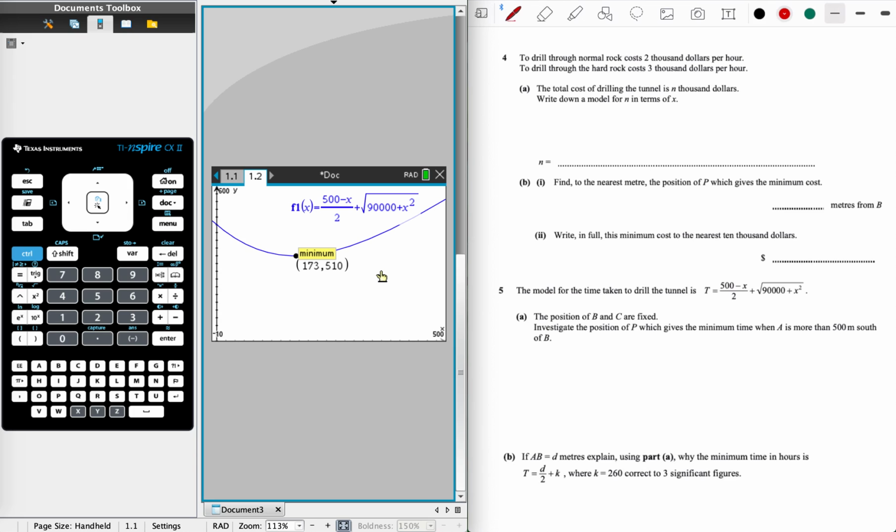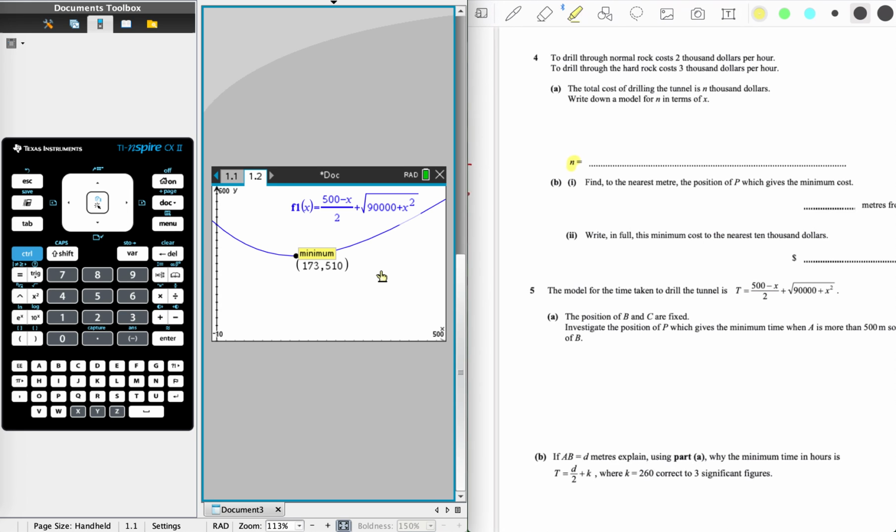Part 4 then. To drill through normal rock costs $2,000 per hour. To drill through hard rock costs $3,000 per hour. Total cost of drilling the tunnel is N, in $1,000. Okay, so that's N, so that's what we hope we're going to form an equation for. Write down a model for N in terms of x.